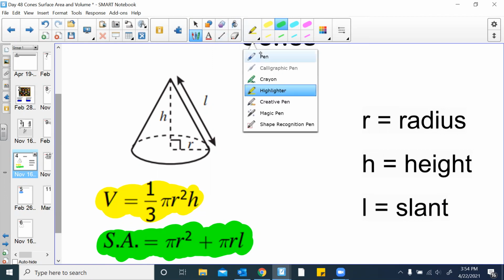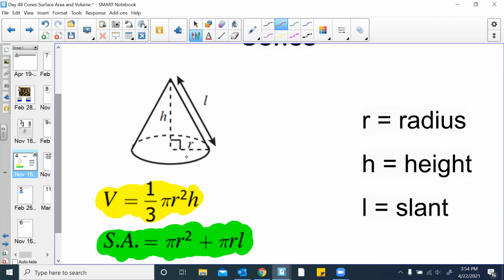So we know that we need to look for a couple of pieces here. We have R for radius, and it's important to remember that the radius is just half the distance from the center of the circle to the outside of it. Our height is going to be on the inside of the cone, and our L, the slant, is going to be on the outside of the cone.